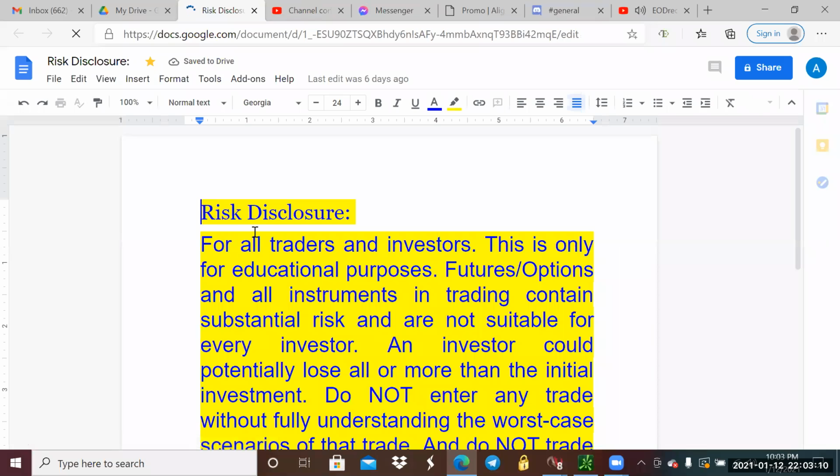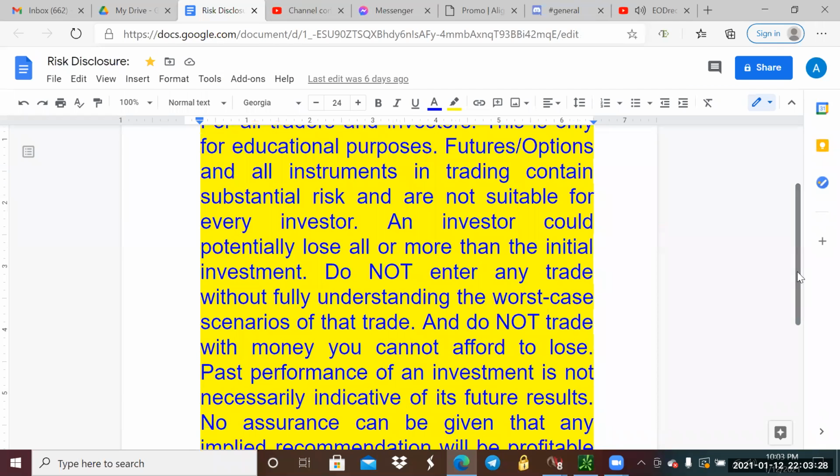All right, so for all traders and investors, this is only for educational purposes. Futures and options and all other instruments in trading contain substantial risks and are not suitable for every investor. An investor could potentially lose all or more than the initial investment. Do not enter any trade without fully understanding the worst case scenario of the trade, and do not trade with money you cannot afford to lose.